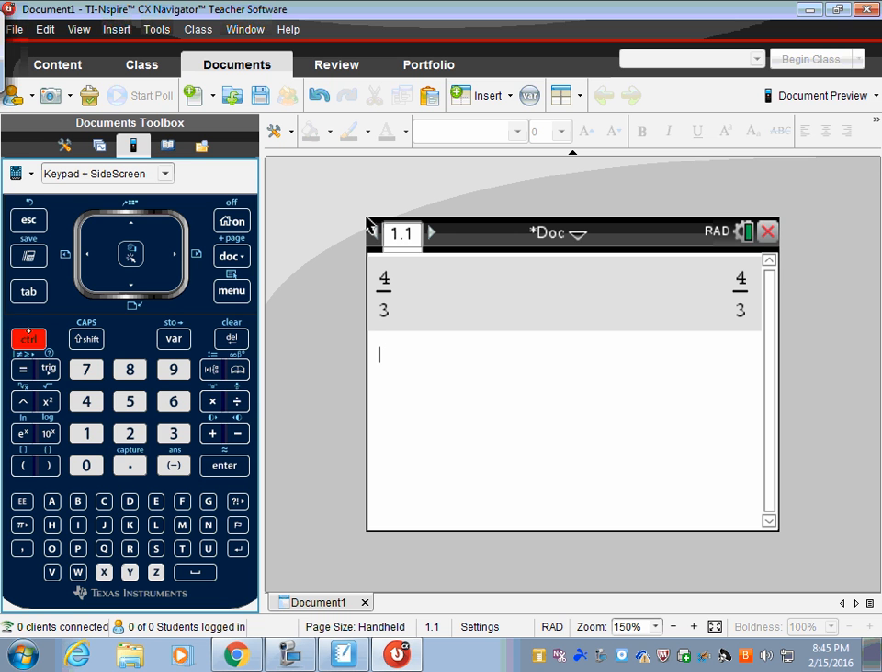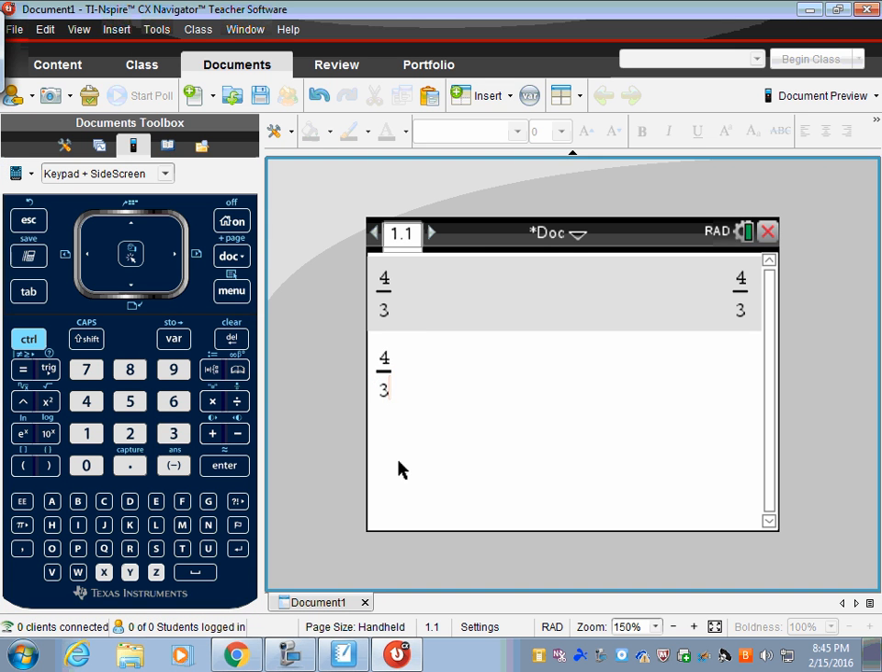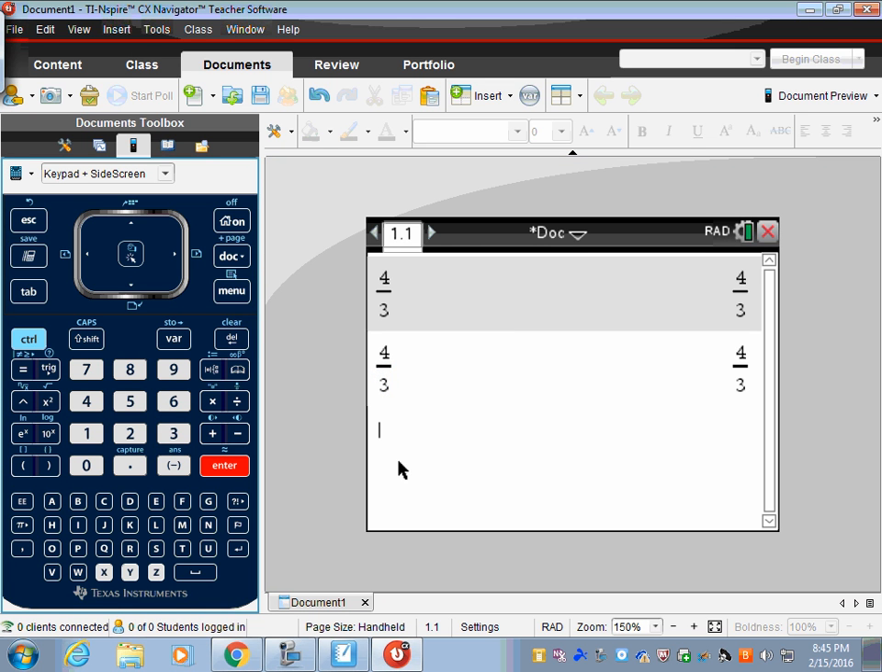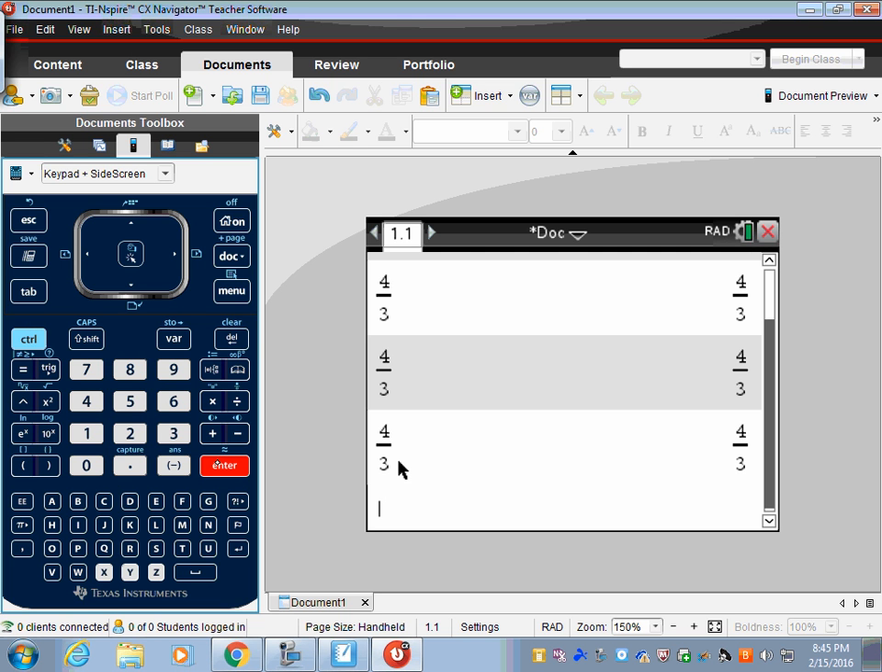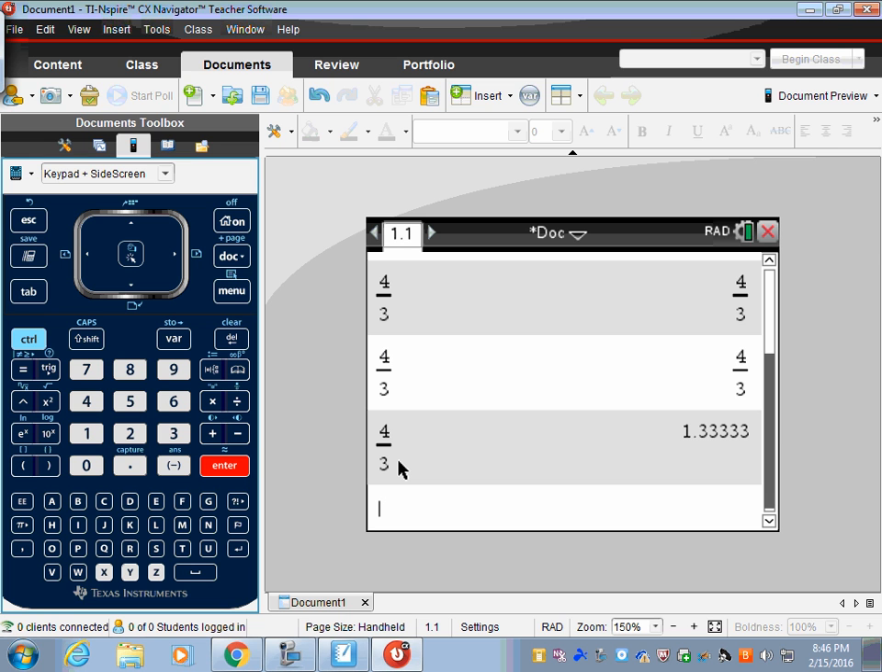Even if I do control divide to get the fraction bar, and I type in a fraction, I can't tell. All right, there it is. It's the same answer, 4 divided by 3. And then, of course, if I do control enter, it'll convert it. Yeah, it'll convert it to a decimal.